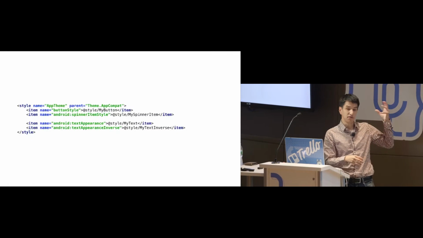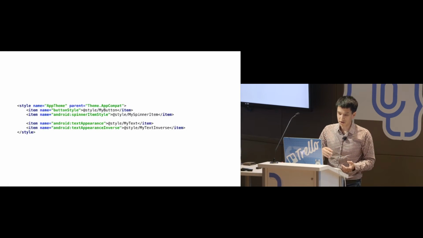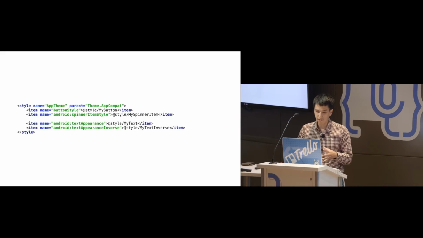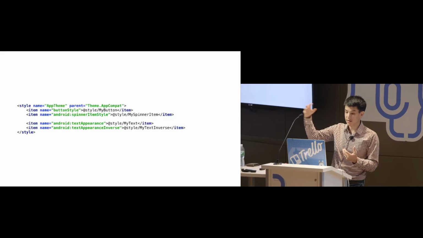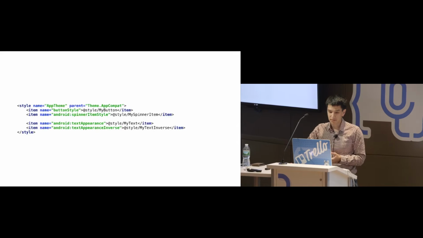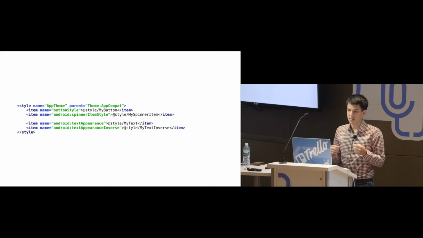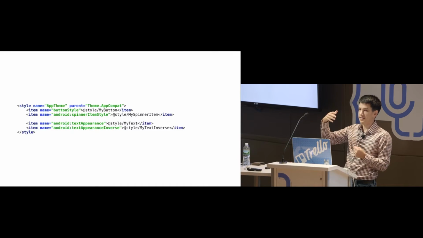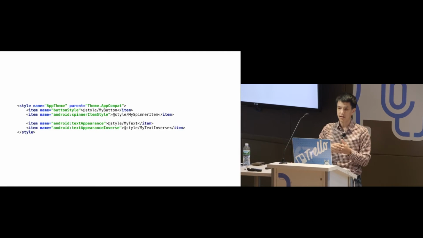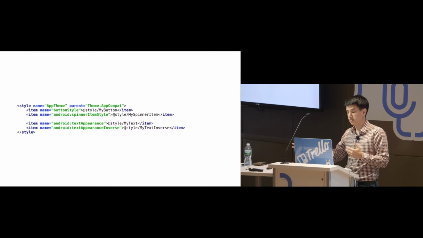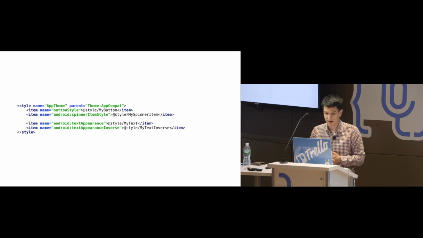This is sort of a demonstration of those default styles I was talking about. So I can say that my button style everywhere is going to be my button. The spinner item style below that is sort of interesting, because anytime I automatically inflate a spinner drop-down item, it'll apply that style to it. So I'm not even inflating those myself. It just applies that automatically.